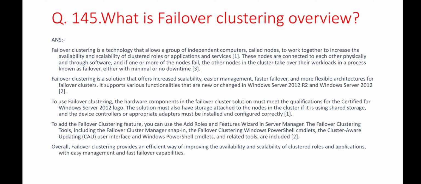These nodes are connected to each other physically and through software, and if one or more of the nodes fail, the other nodes in the cluster take over their workloads in a process known as failover, either with minimal or no downtime. Failover clustering is a solution that offers increased scalability, easier management, faster failover, and a more flexible architecture for the failover cluster. It supports various functionalities that are new or changed in Windows Server 2012 R2 and Windows Server 2012.